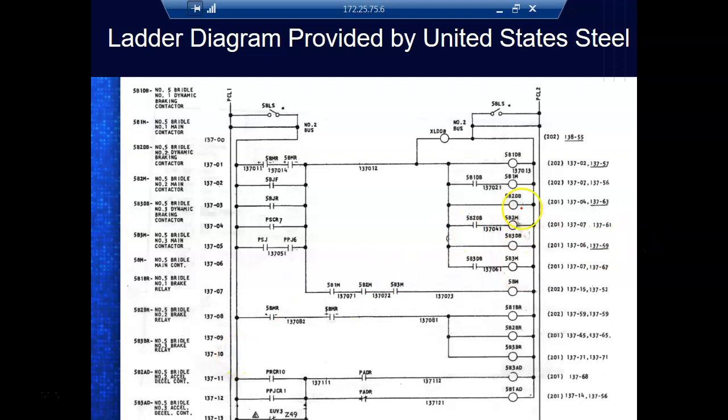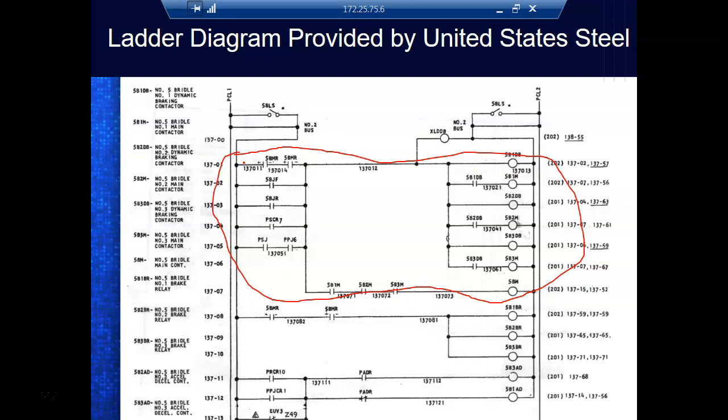Well, what we have here is these are relays. They're calling theirs PCL1 and PCL2, and then the circuits are drawn between L1 and L2. So this right here is one rung.